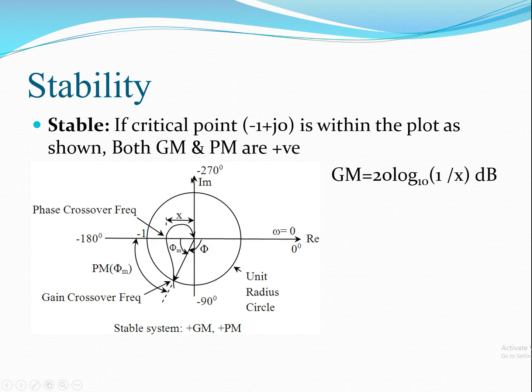Now how can we find out the stability? As I already told you, you will be having your gain margin and phase margin. So phase margin, if it is positive, then your system is stable, and if it is negative, then your system is unstable. Okay, in this way you can find out a stable system. Now another point is what? If the critical point minus 1 plus j0 is outside of the plot, then both the gain margin and phase margin are positive, so your system will be stable.